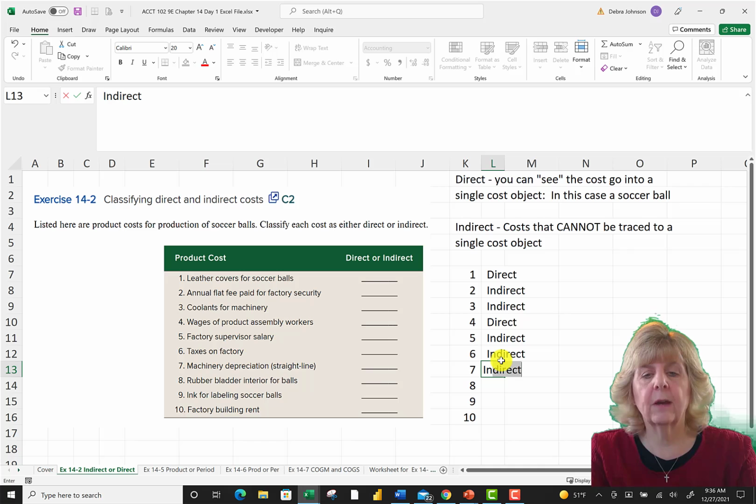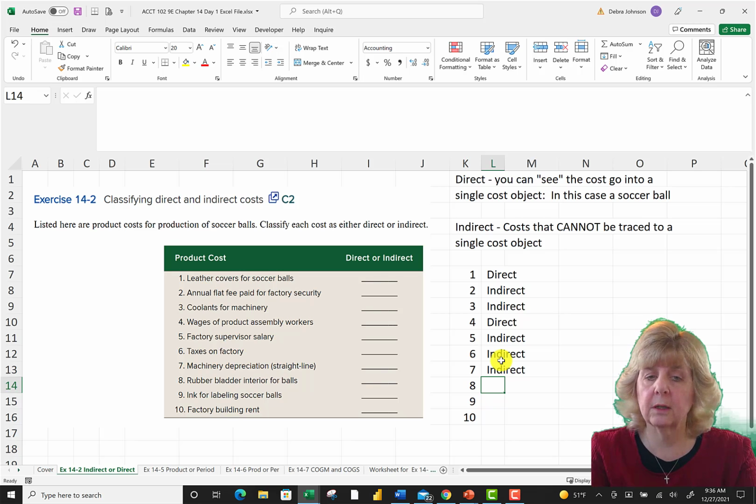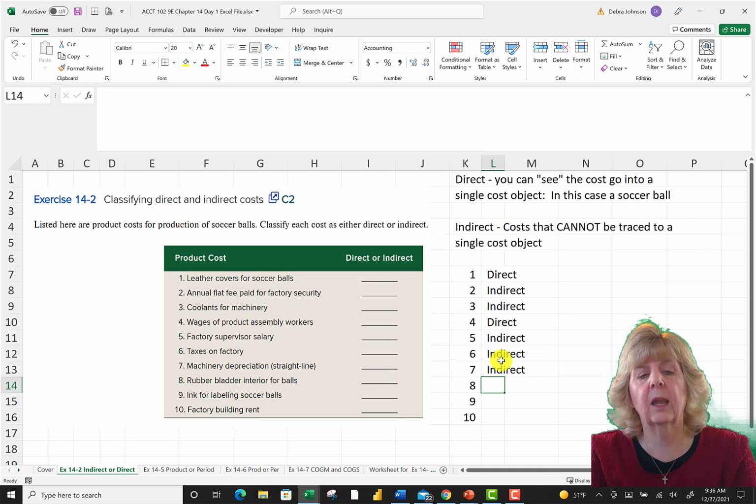Same thing with the factory depreciation. That is an indirect cost. You know the machinery is needed, you know it's being depreciated, and that is a proper accounting cost, but you can't physically trace the depreciation into the soccer ball.